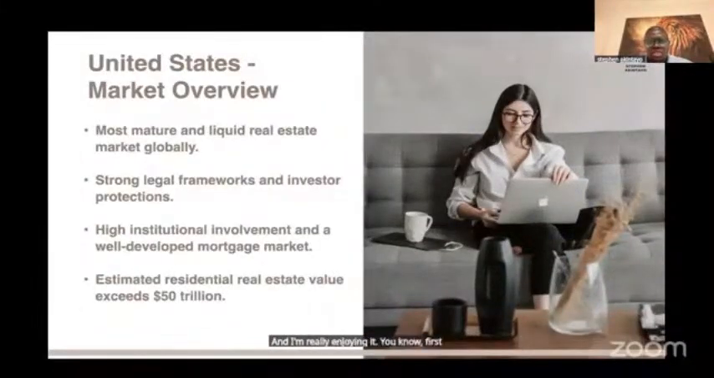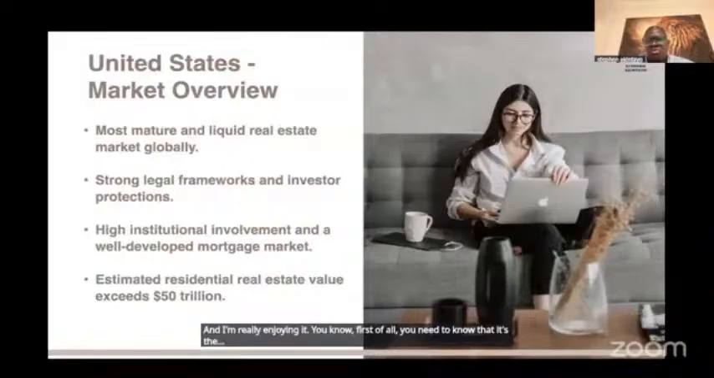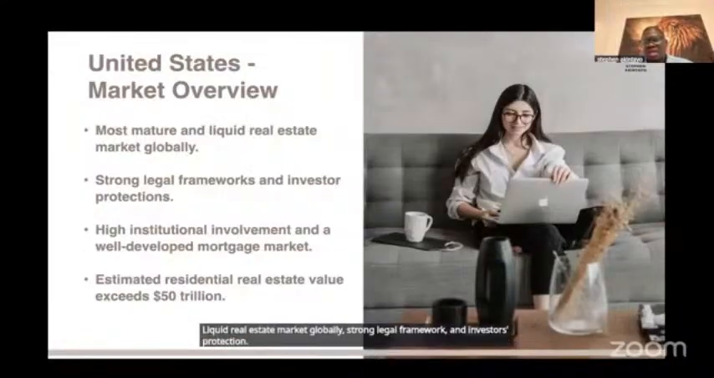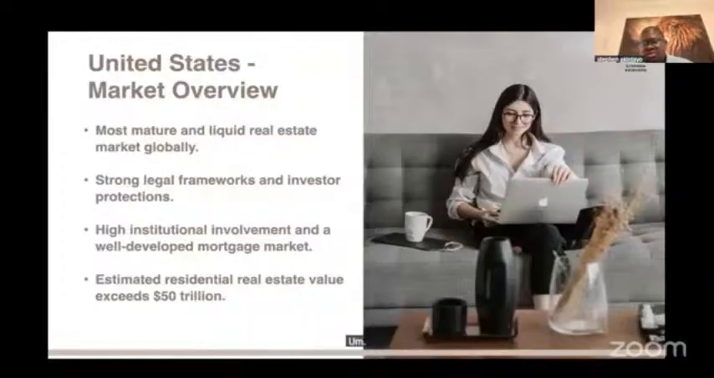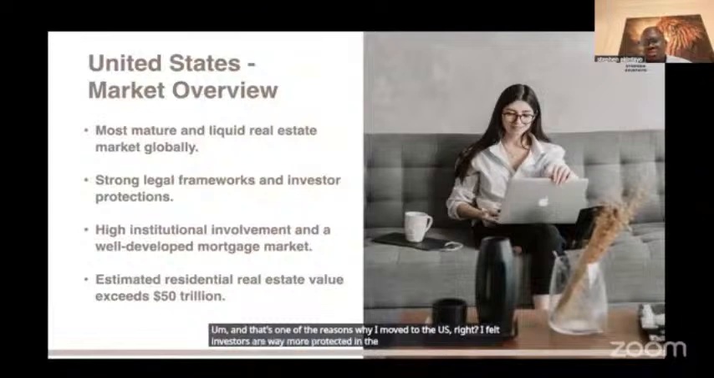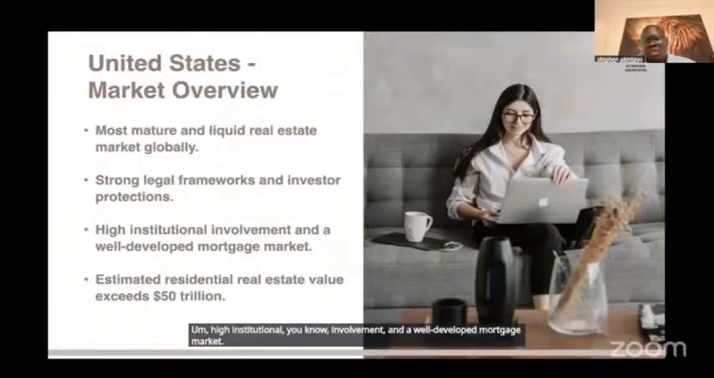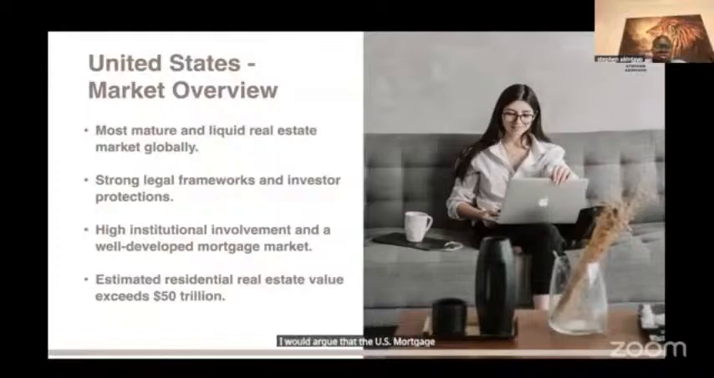First of all, you need to know that it's the most matured, liquid real estate market globally, with a strong legal framework and investor protection. And that's one of the reasons why I moved to the US, right? I felt investors are way more protected in the US than probably anywhere else in the world when it comes to real estate. High institutional involvement and a well-developed mortgage market. I will argue that the US mortgage market is the most developed, right?